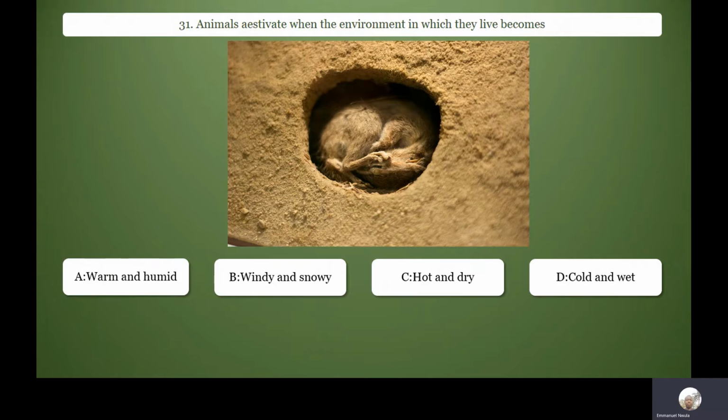Some of them dig holes inside the ground and they burrow inside the soil. They live inside the hole in a very dormant, inactive form. So it's called estivation. If this happens in cold weather, you call it hibernation. But in hot weather is estivation.